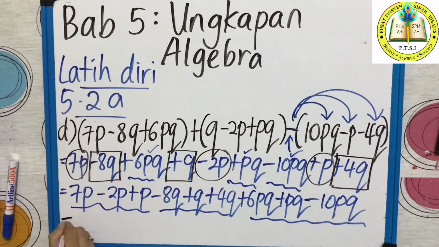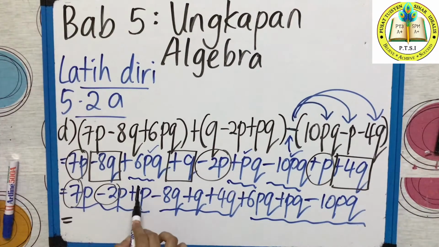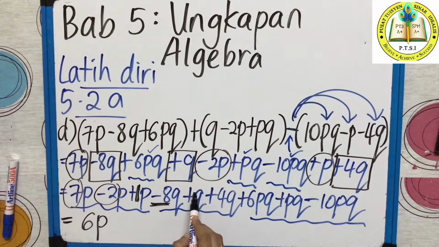Jawapan. Okay, sekarang cikgu tunjukkan jawapan. 7 tolak 2, 5. 5 tambah 1. Kalau tak ada nombor, yang tu ada 1. So, 7 tolak 2. 7 minus 2, 5. 5 plus 1, 6. So, 6p. Finish.